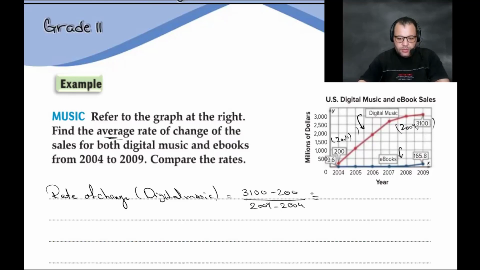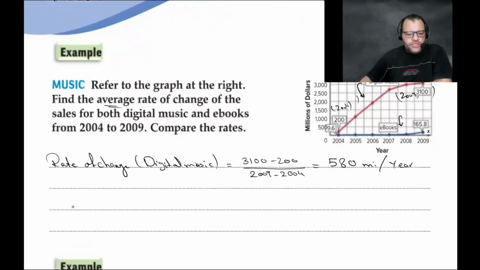Are you sure? Just a minute. 580, yes. 580 what? $1 million per year. Okay. And the rate of change for the second one.